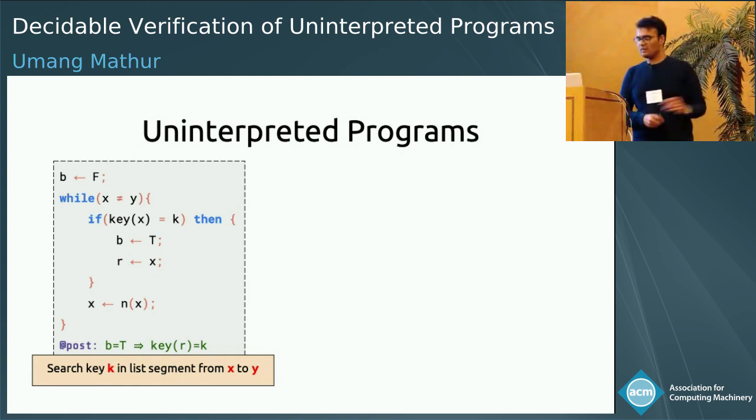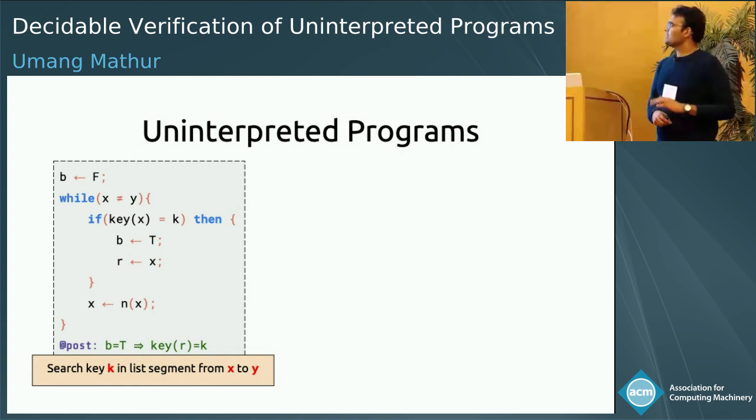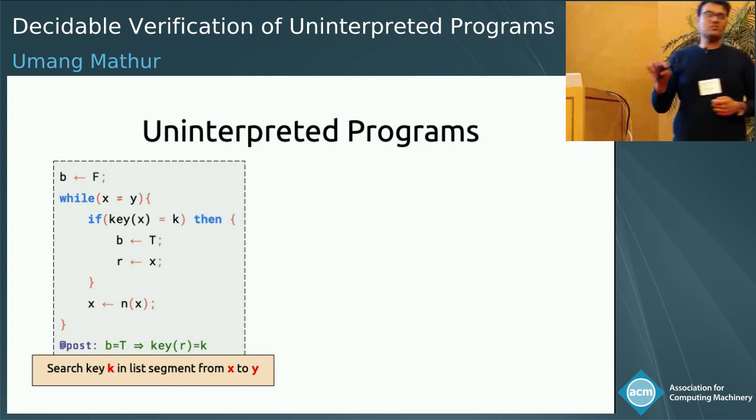Let's look at this example. This example searches for a key k in the list segment that starts from x and ends at y. When it finds the key, it sets a Boolean flag b to be true. The next pointer is modeled using the function n, and the key field is modeled using the function key. The postcondition says if b is true, then the key at the pointer r is k.